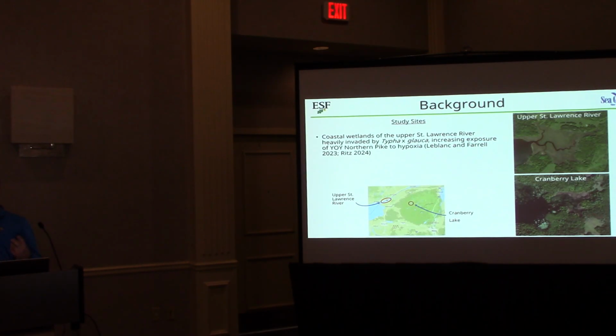Our two study sites for this project are in the upper St. Lawrence River, where coastal wetlands are heavily invaded by Typha x glauca. It creates these really dense monocultures that you see up here in the top right of this hybrid cattail. And what results from that is loading of extra organic material into the water column. As that begins to decompose, that'll suck all the oxygen out of the water and expose northern pike to more and more hypoxic conditions.